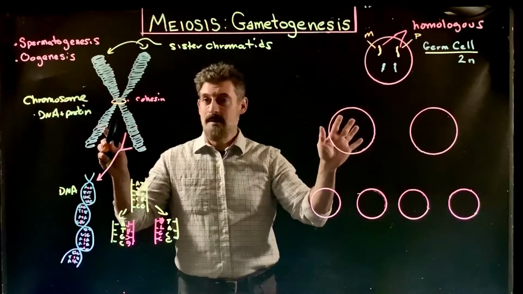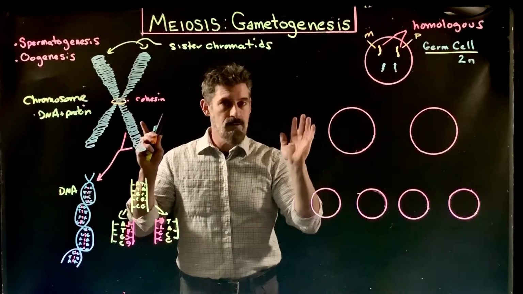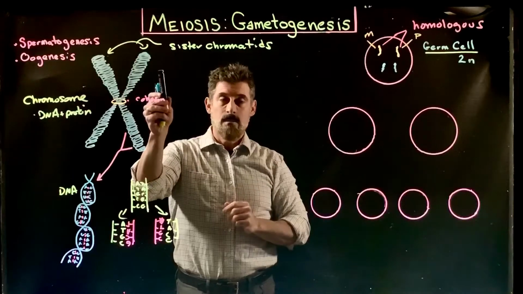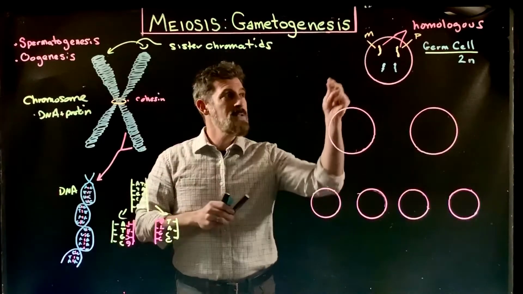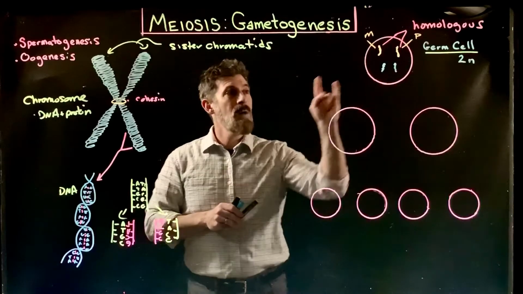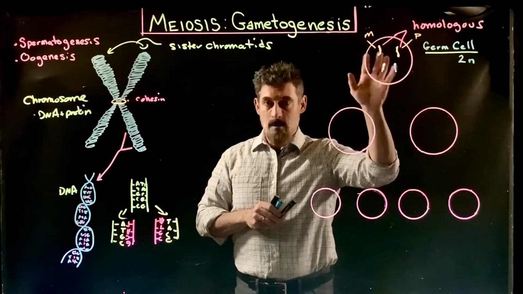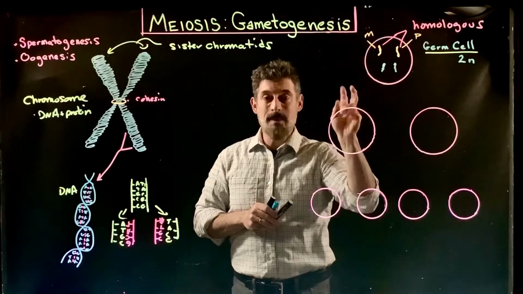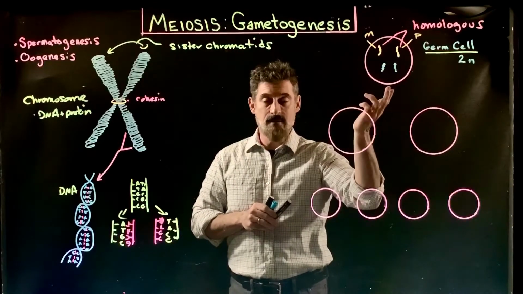So we have two separate things here. People get these confused constantly. Difference between sister chromatids and homologous chromosomes. Homologous chromosomes are chromosomes that have the same genes but potentially different versions of those genes.